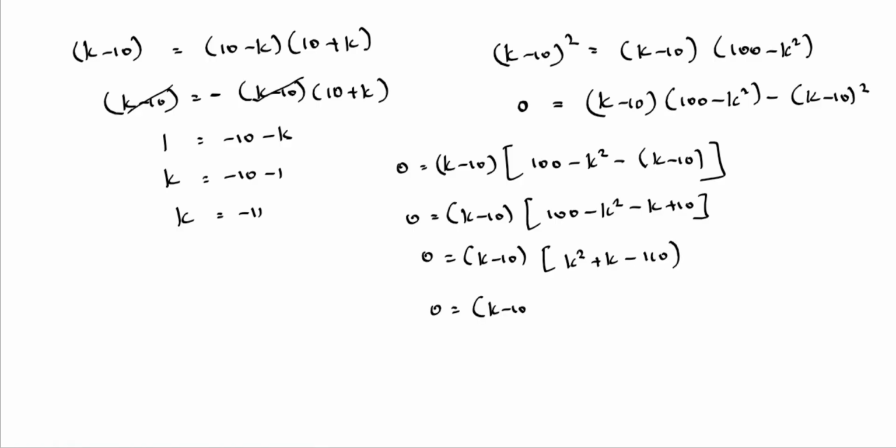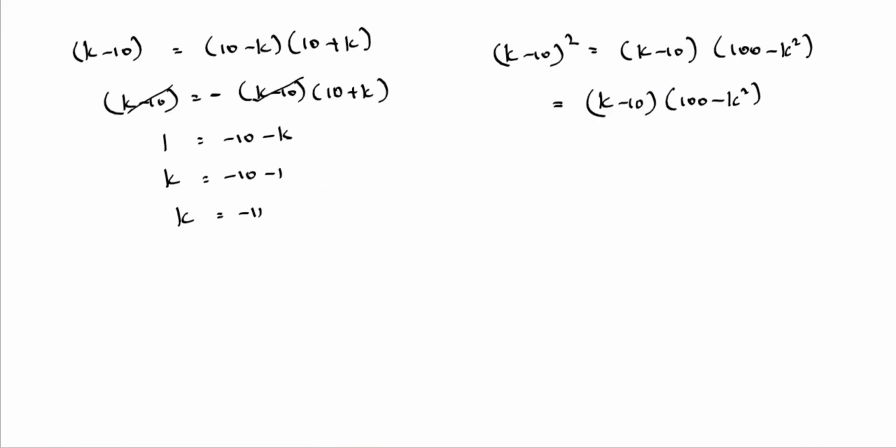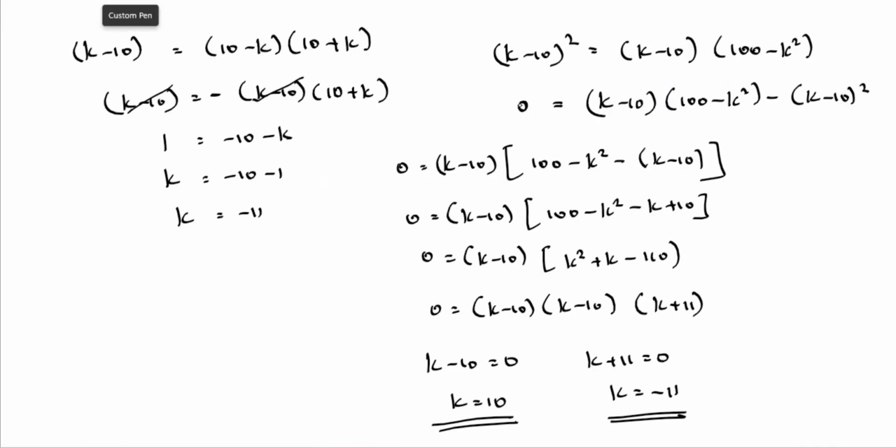Then this will be like k minus 10 times this. You can factorize this. You will get (k minus 10)(k plus 11), which means k minus 10 equals 0 or k plus 11 equals 0. So k equals minus 11, which is the answer we got here, or k equals 10. Now if you cut this k minus 10 off, the issue is you will never get the answer k equals 10. But k equals 10 is also a possible answer. So instead of cutting it, you should take the whole thing to one side, take k minus 10 out, and then simplify this.